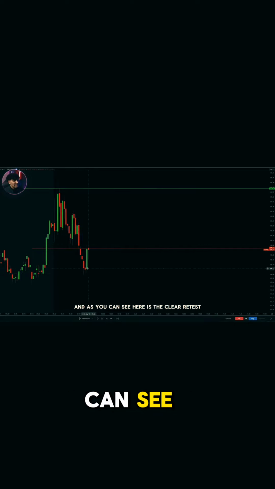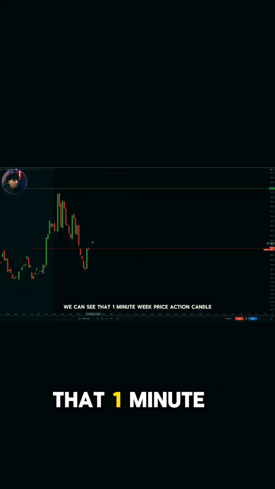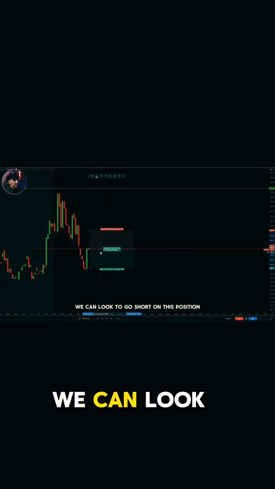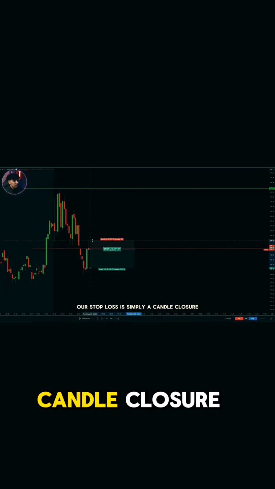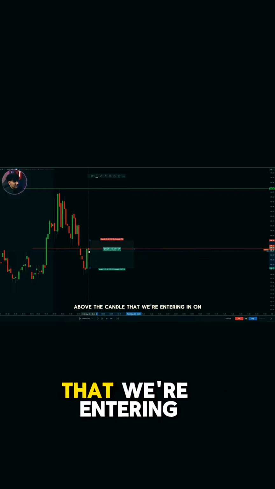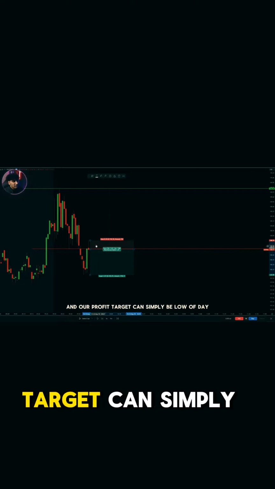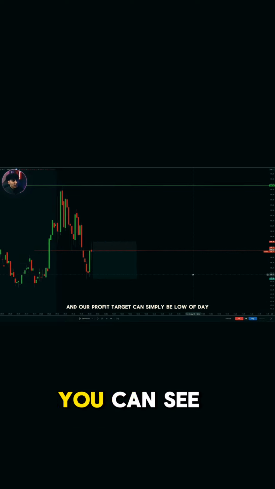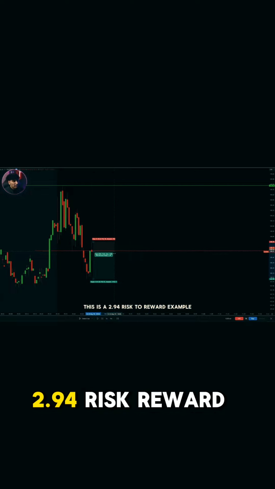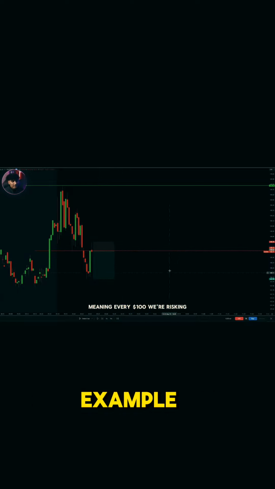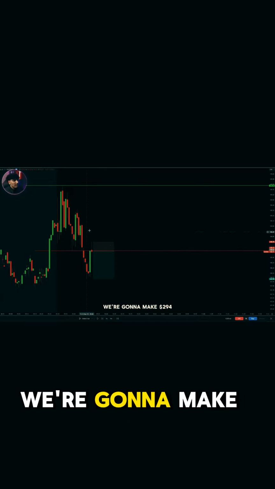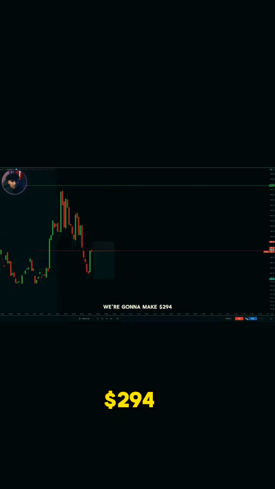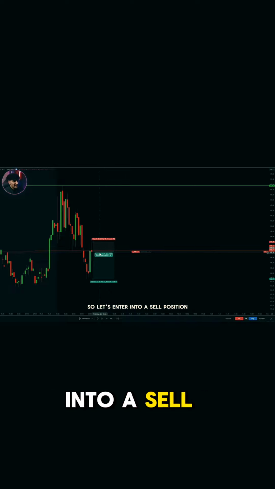And as you can see, here is the clear retest. On top of that, we can see that 1-minute weak price action candle. So for our first trade here, we can look to go short on this position. Our stop loss is simply a candle closure above the candle that we're entering in on, and our profit target can simply be low of day. You can see in this example, this is a 2.94 risk to reward example, meaning every $100 we're risking, we're going to make $294. So let's enter into a sell position here.